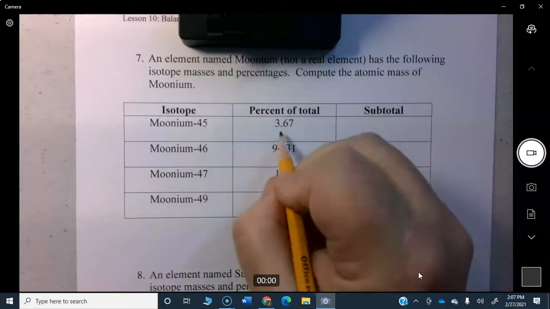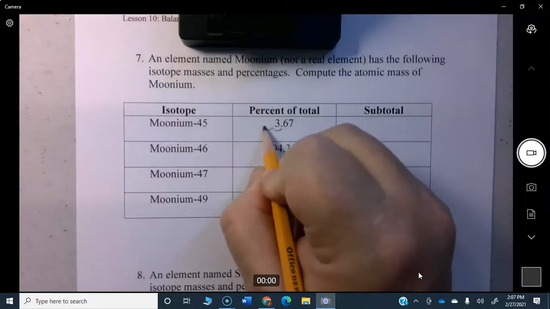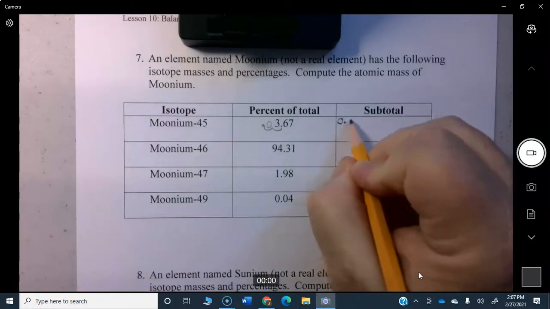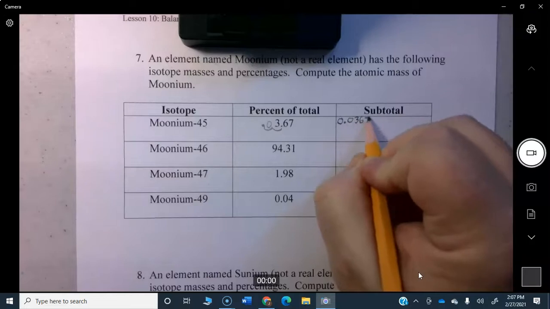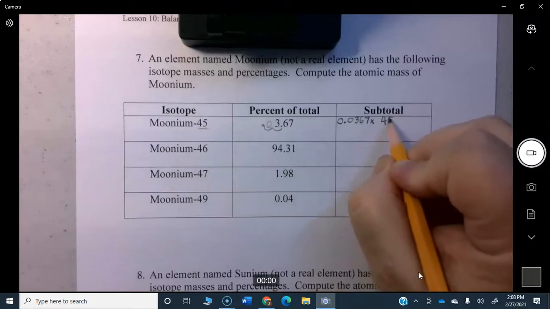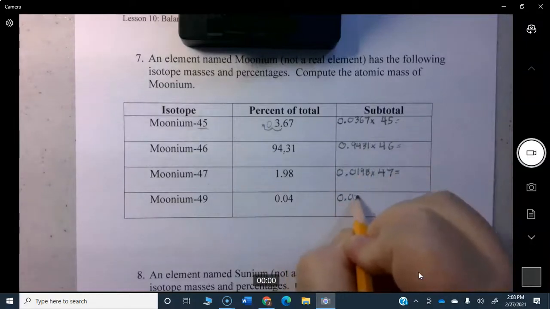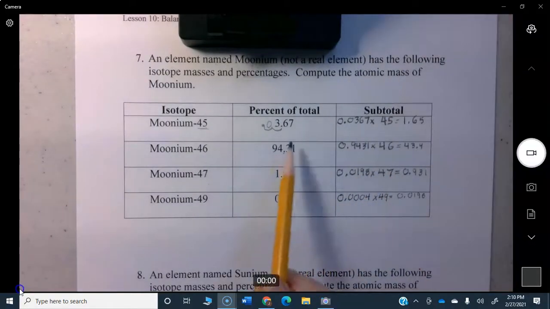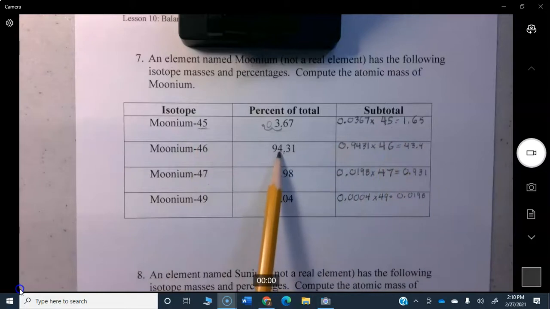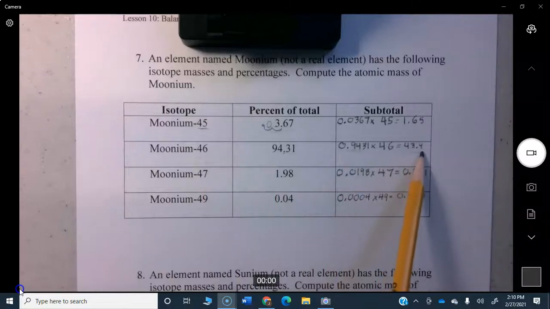So the way we do this is, remember how you do a percentage. You slide the decimal over 2 places, and you fill that in with a 0 if there's nothing already there. So it's going to be this, times the atomic mass of 45. So this is called a weighted average. Okay, so we're taking the percentage times that mass. That gives us 1.65. This percentage, make it a decimal, 0.9431 times 46. Gives us that number.